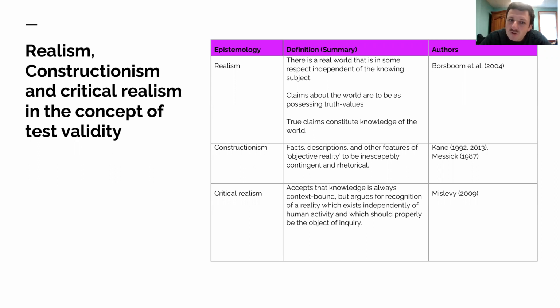Messick at some point can be considered a constructionist in the sense that he defines validity as an evaluative judgment. And the fact that he is assuming that validity is a judgment makes his definition of validity very constructionist, even though the way that he defines it later is in terms of appropriateness and adequacy.